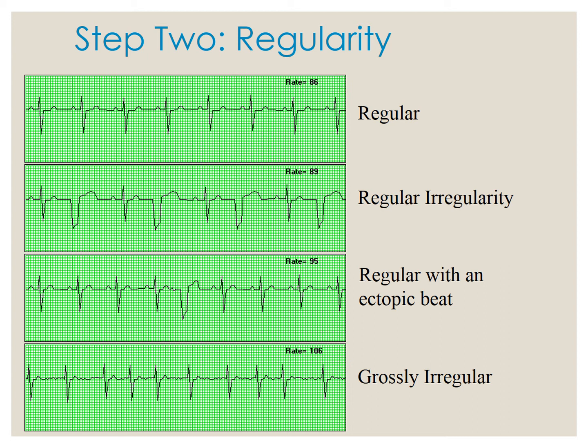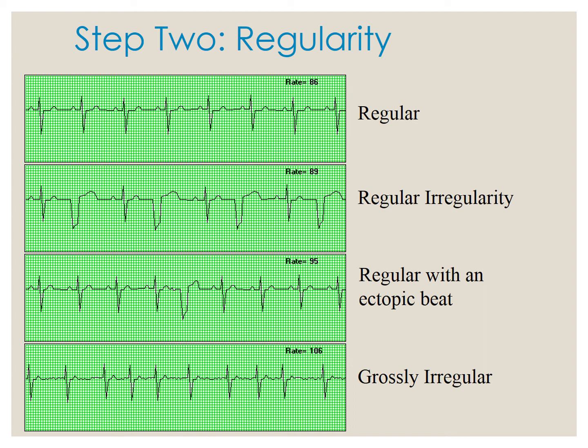The third one, if you're marching out the R waves, looks like they're all even. And then up here, it looks like we've got a PVC. That's considered an ectopic beat. So this really is a regular rhythm with 1 ectopic beat in it.